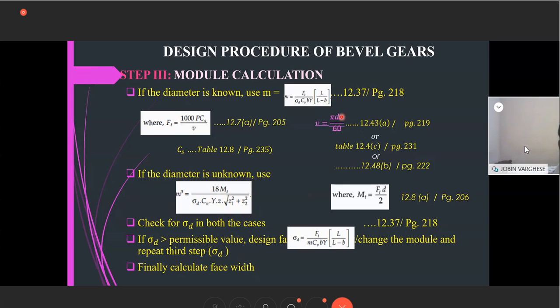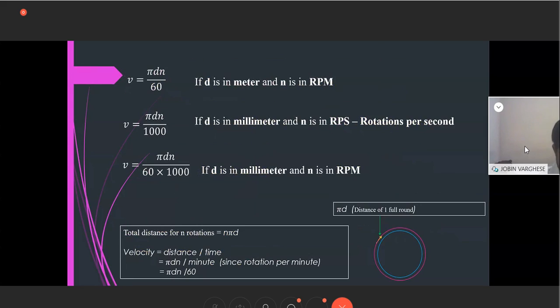I have to come to this point. There was a confusion with the velocity in the last class, so I have to make this clear. Velocity is given by pi d n by 60.